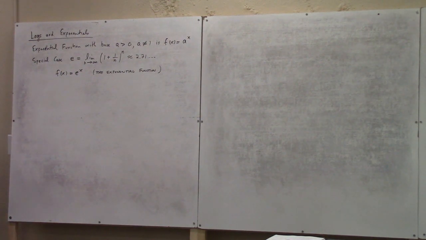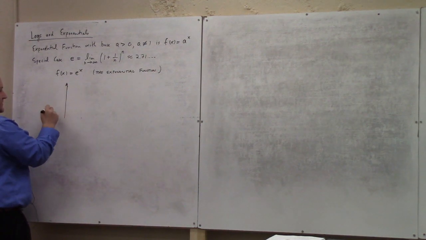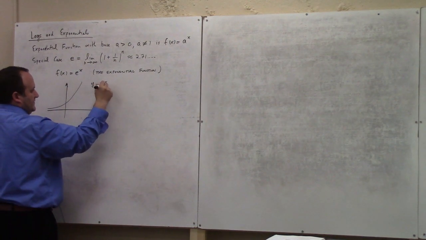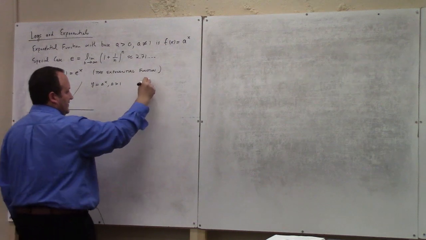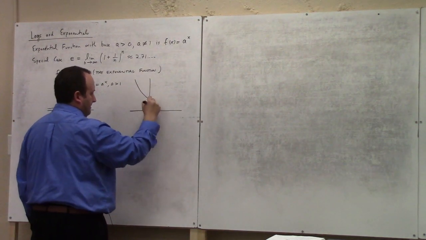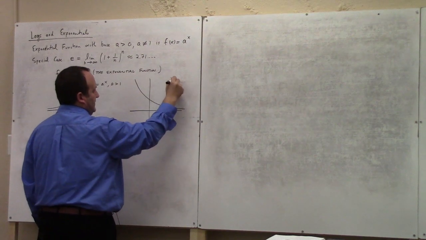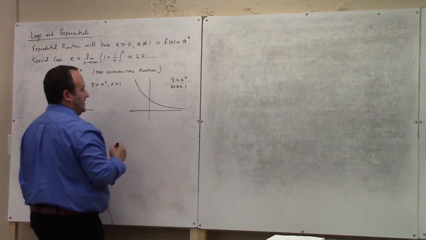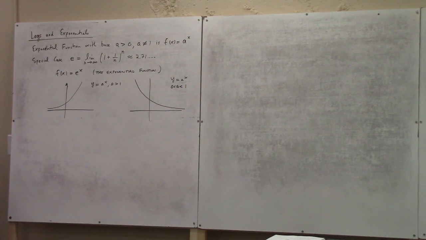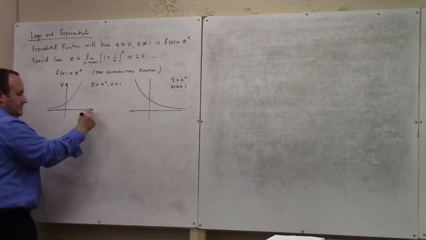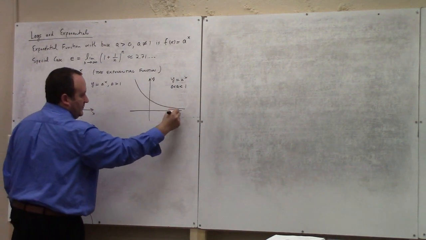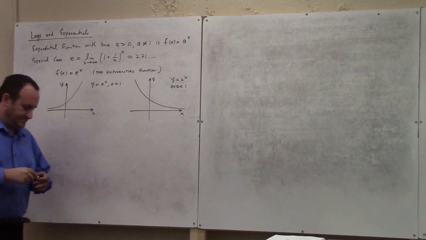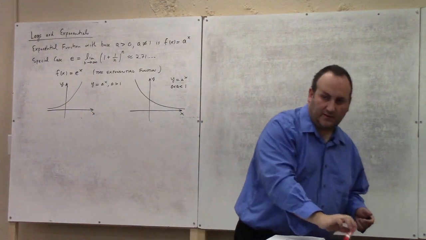So the graph either looks like this. This is y equals a to the x, a greater than 1. Or it looks like this. This is y equals a to the x, a less than 1, and between 0 and 1, right? And both of those pass the horizontal line test, right? And consequently, they're 1-to-1, which means that we can invert them. And the inverse function, I'll graph in red. The inverse function is what's called the logarithm.